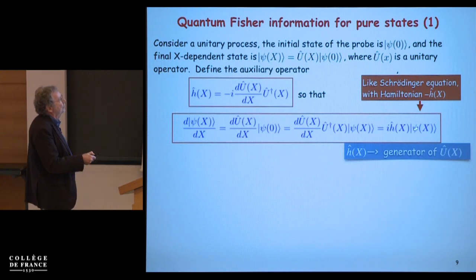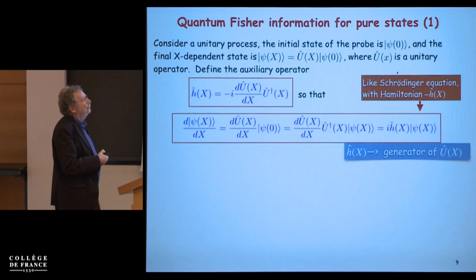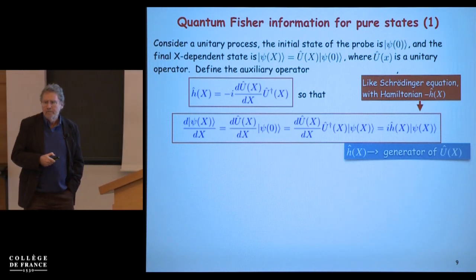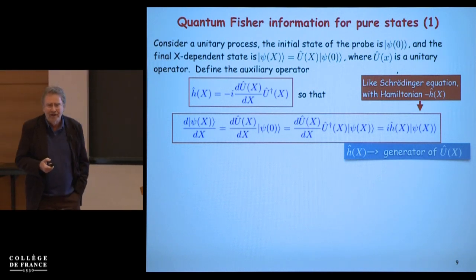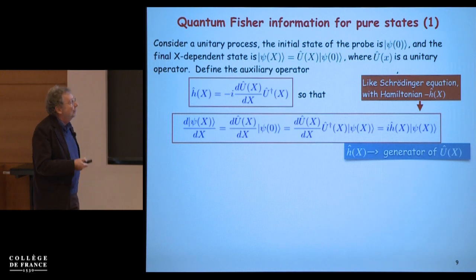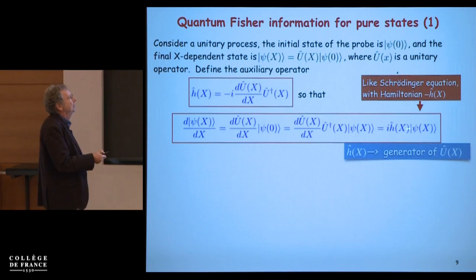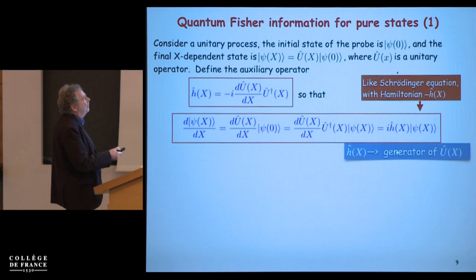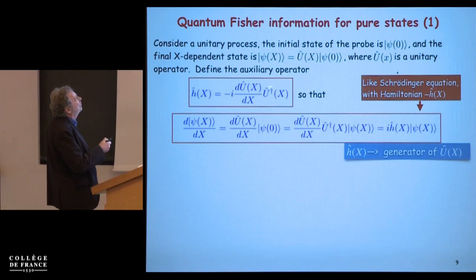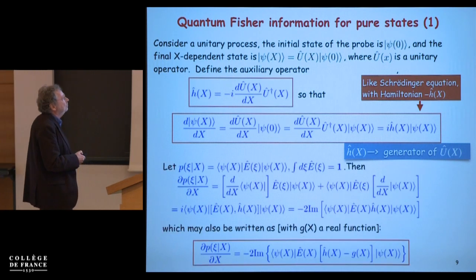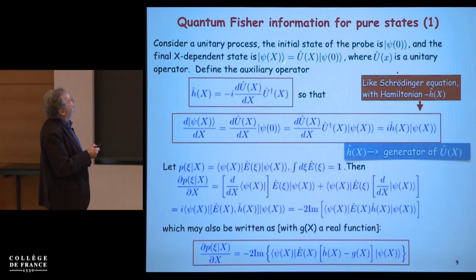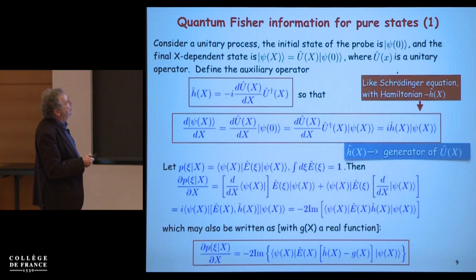And if you look at this expression here, you see that it looks like the Schrödinger equation. But of course, x is not time. x is just a general parameter. Could be a phase, could be a coupling constant. And h of x is in fact the generator of the unitary evolution E of x. Okay. Now, so let's start then with this definition of P of x that I showed you before.